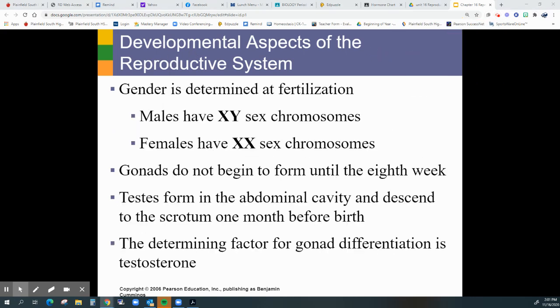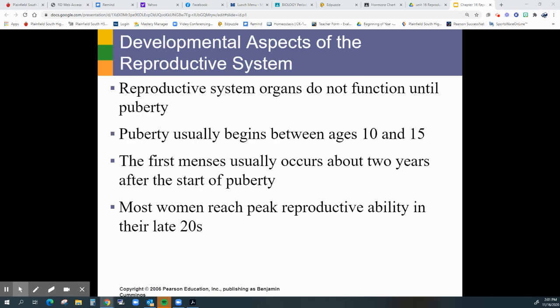All right, developmental aspects that we see here. So gender is actually determined at fertilization. So males, we've learned this from bio, XY is males, XX is females. Gonads, though, don't really start to form until about the 8th week. Testes actually form first in the abdomen and then have to descend into the scrotum about a month before birth. And then really the determination between whether the gonads become testes or whether they become ovaries is the presence of testosterone. So if there's enough testosterone available, they'll become testes. If there's not, they will become ovaries.